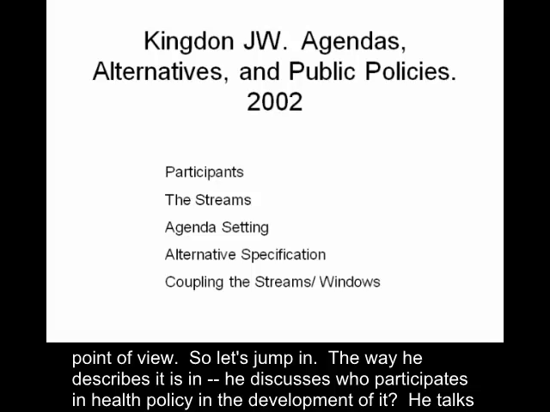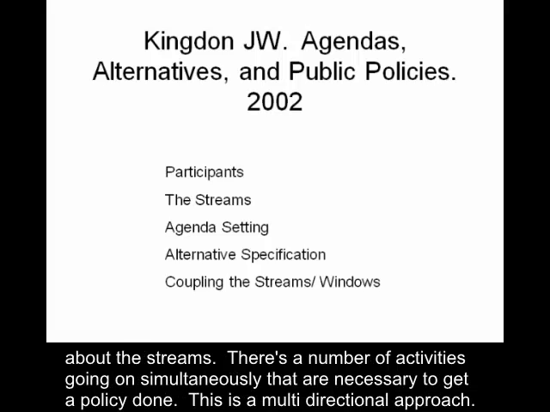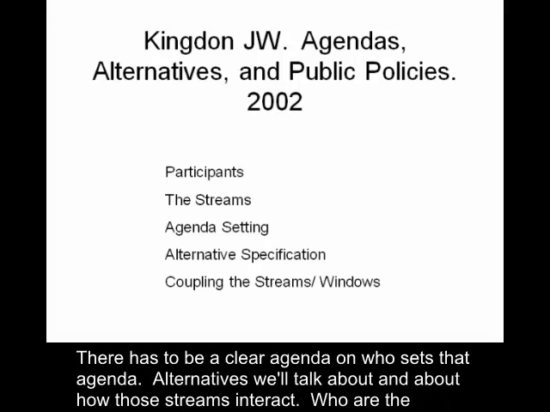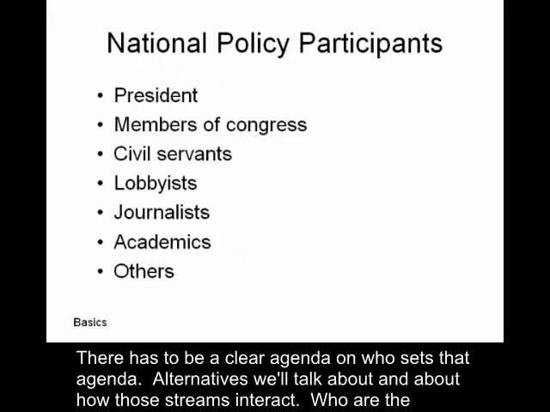The way he describes it is he discusses who participates in health policy, in the development of it. He talks about the streams. There's a number of activities going on simultaneously that are necessary to get a policy done. This is a multi-directional kind of approach. There has to be a clear agenda, and who sets that agenda, alternatives we'll talk about, and then how those streams interact.